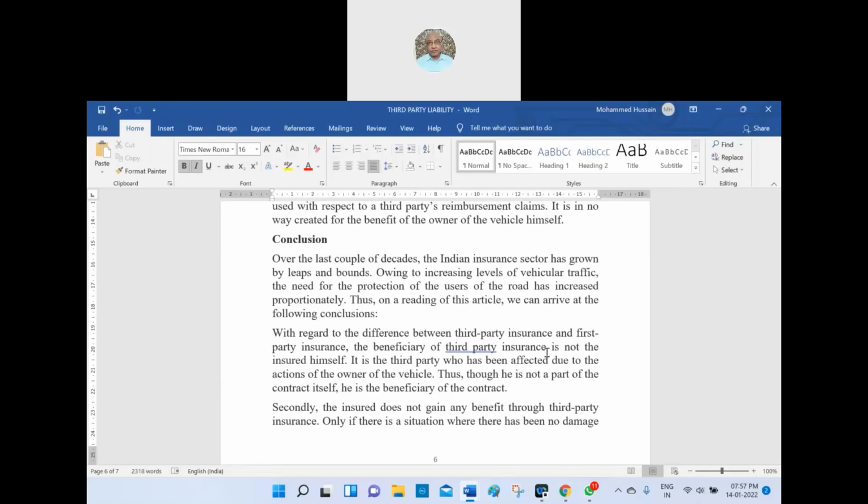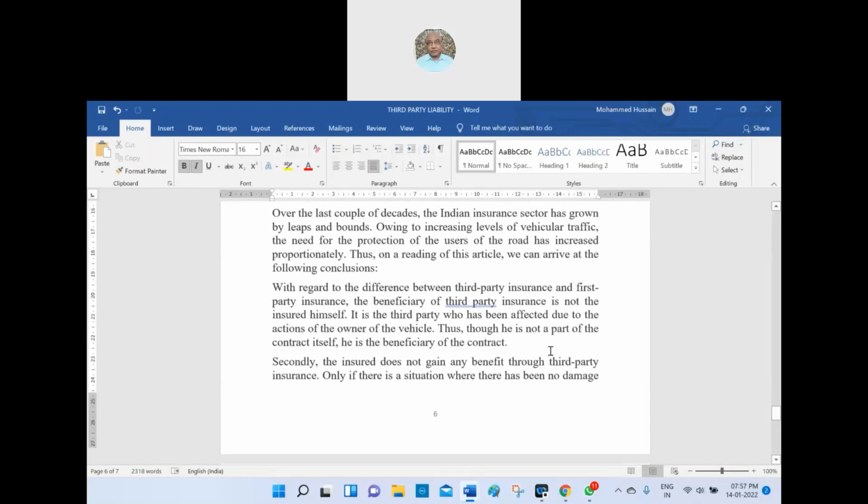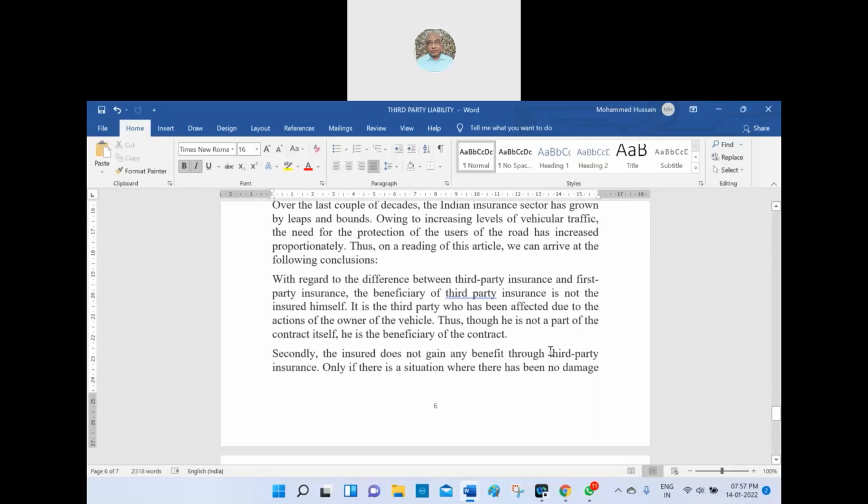Thus, on reading this article or this paper, we can arrive at the following conclusions. What is that? With regard to the difference between third-party insurance and first-party insurance, the beneficiary of third-party insurance is not the insured himself. Who is benefited here in third-party insurance?